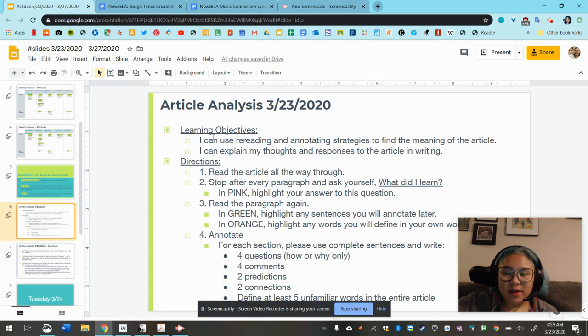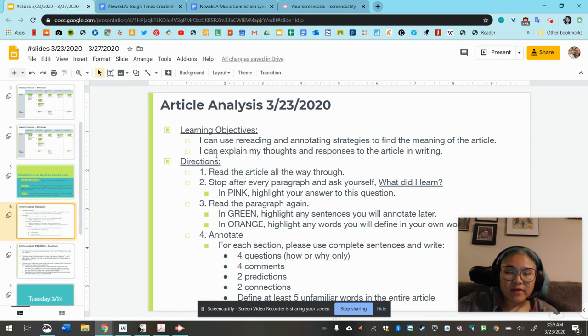The purpose of this assignment, which is our learning objectives: I can use rereading and annotating strategies to find the meaning of the article. These are the same rereading and annotating strategies that we have been working on for the past couple of weeks in ELA. And just expect this type of assignment to be a regular occurrence. Expect that every time or any time that you have to read material for the class, you will be expected to do these two strategies in order to understand the meaning of whatever we're reading.